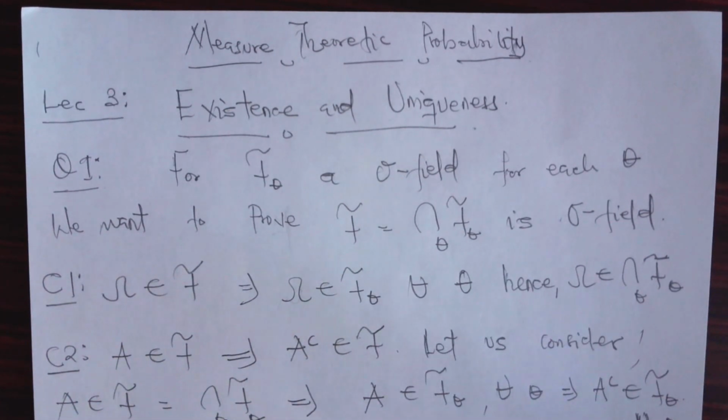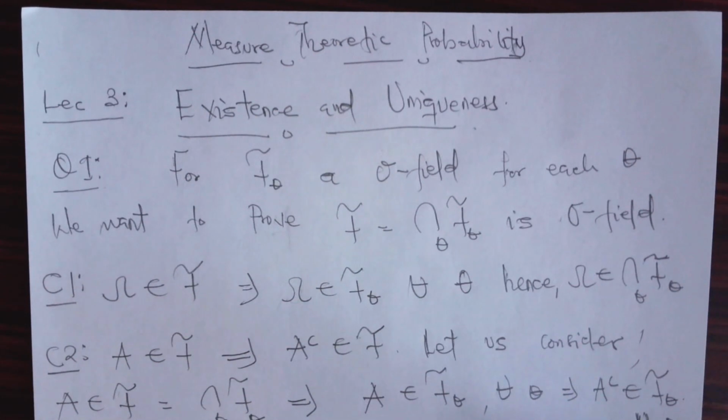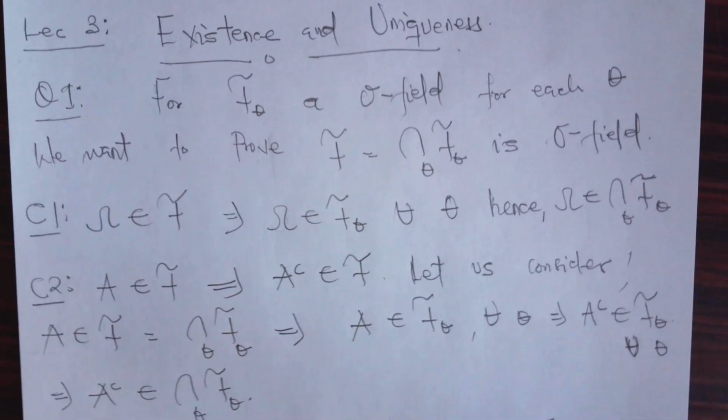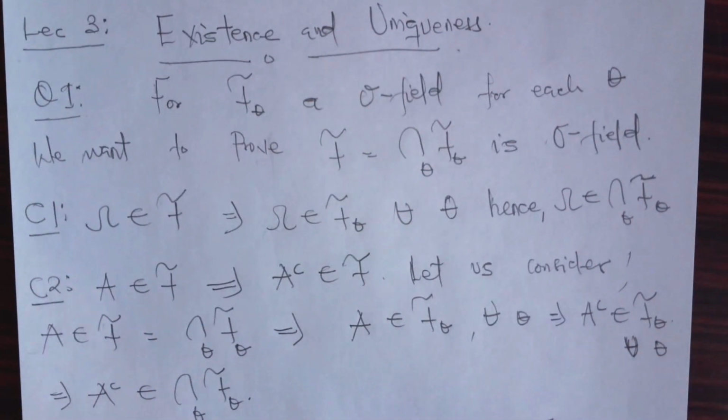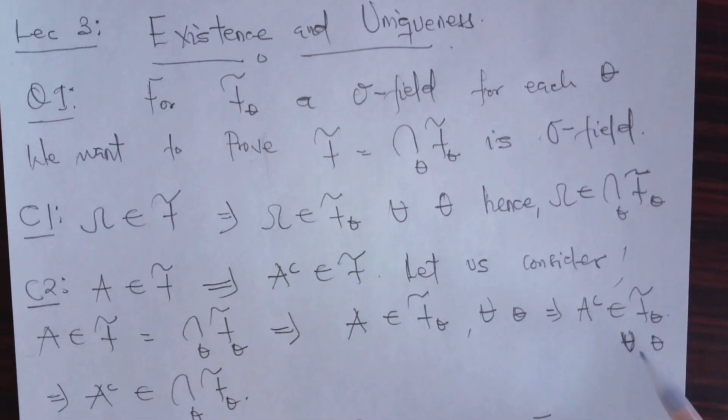And condition 2 states that if you have A belonging to F, then its complement must also belong to F. So we consider that A belongs to F, which is equal to the intersection of each of the F theta. This implies that A belongs to F theta for each theta. This implies that the complement of A belongs to F theta, since F theta is a sigma field. So F theta satisfies the conditions: if you have A belonging to F theta for each theta, then you have A complement also belonging to F theta for every theta.